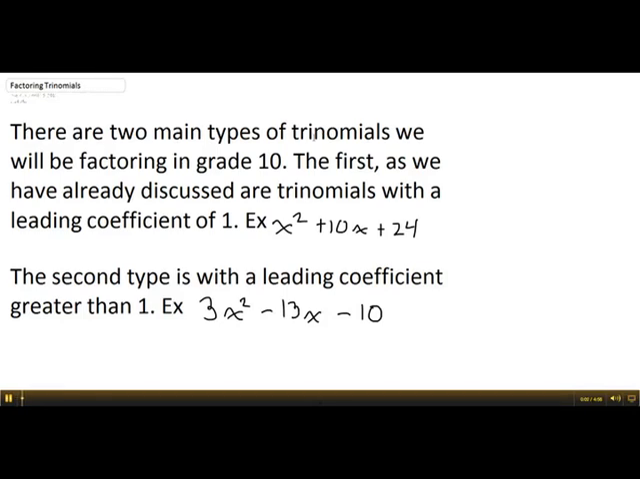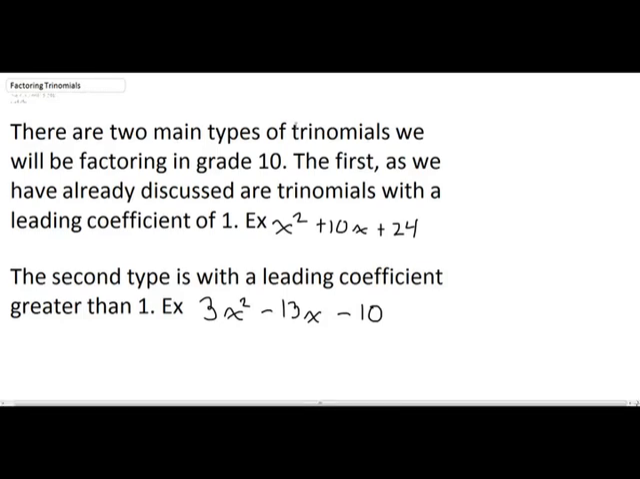Hi students, and we're going to take a further look at factoring trinomials. So there's two main types of trinomials we'll be factoring in grade 10. The first, which we have already discussed, is trinomials with a leading coefficient of 1. So for example, x squared plus 10x plus 24. The leading coefficient, that's the coefficient on the x squared term, is 1.